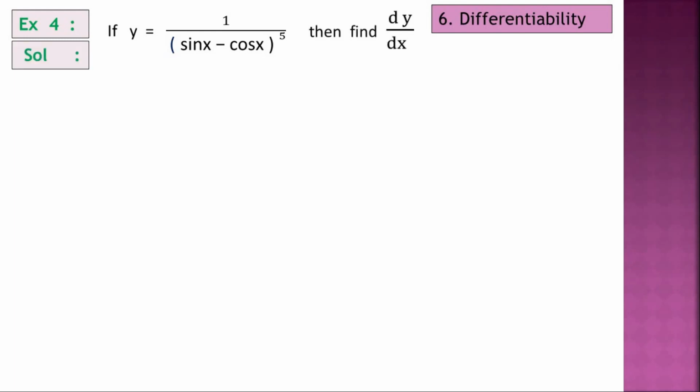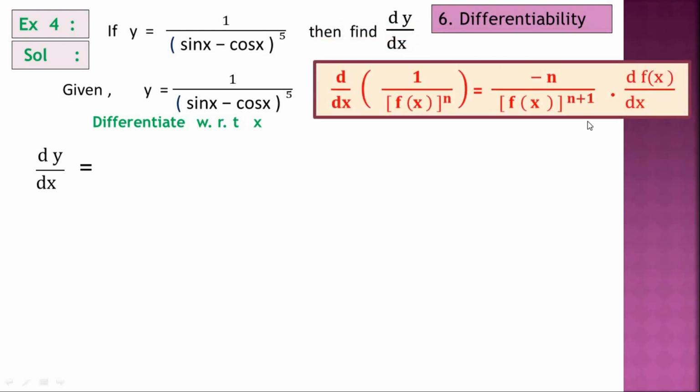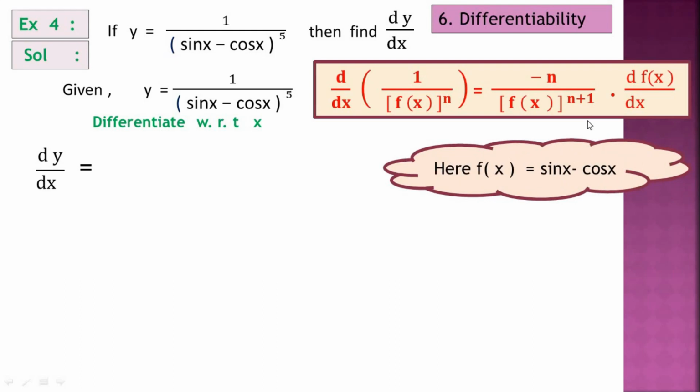Next example, if y is equal to 1 divided by (sin x minus cos x) whole raised to 5, then find dy by dx. This is also the same type of example. First you write the given function, y is equal to 1 upon (sin x minus cos x) raised to 5, then differentiate with respect to x. Left side dy by dx is equal to, now this is the formula, and here the function is sin x minus cos x. So I follow this formula now.